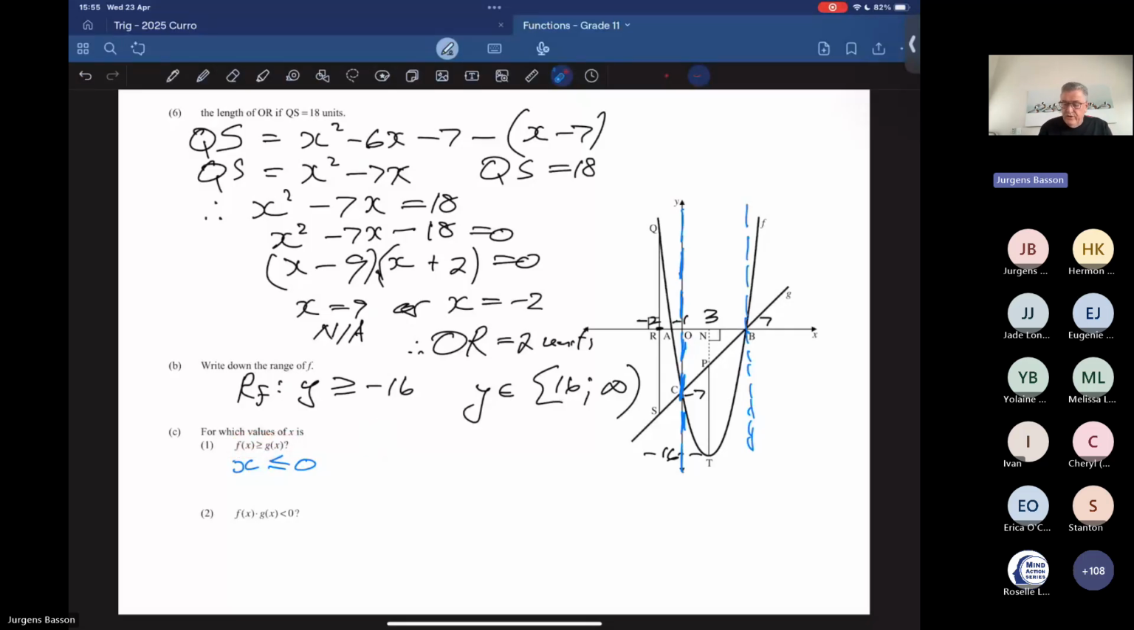Now we need to look at after B, after 7, that way. And do you notice that is where F is, and that is where G is, and F is above G. So that means we have another solution. So we say or X greater or equal to 7. And I really hope that makes sense.